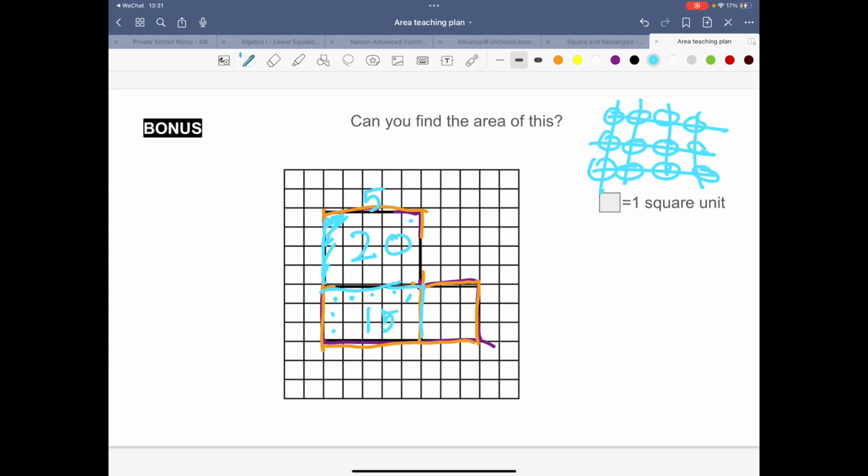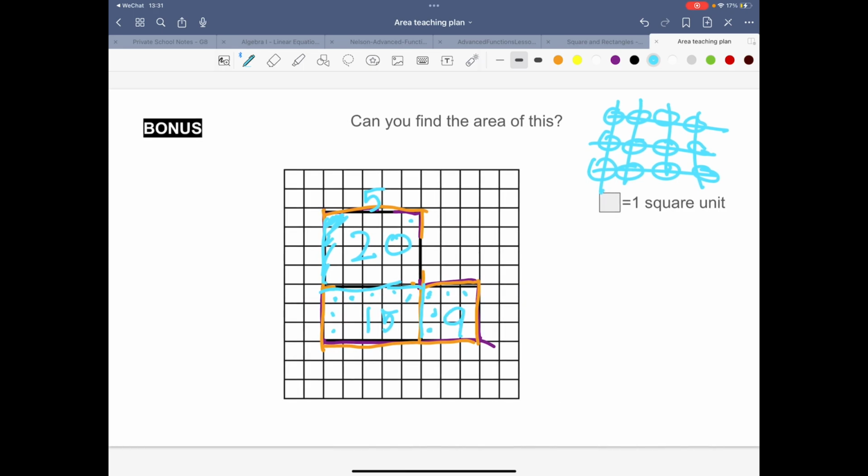And now we have a final shape. Let's count it. 1, 2, 3. 3 square units on each column. 1, 2, 3. 3 square units on each row. Which means that this thing is a 3 by 3 square, which means that this is 9.